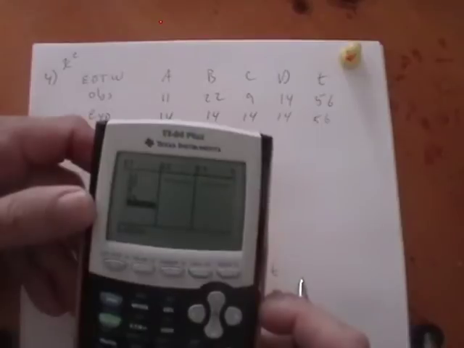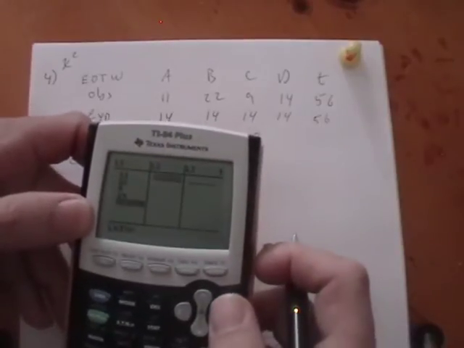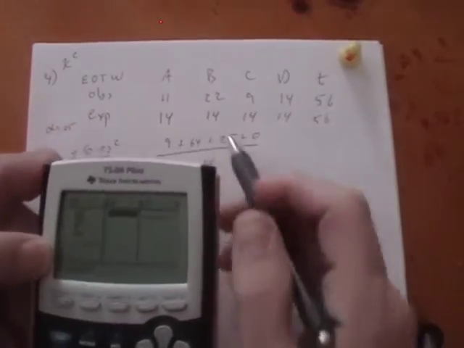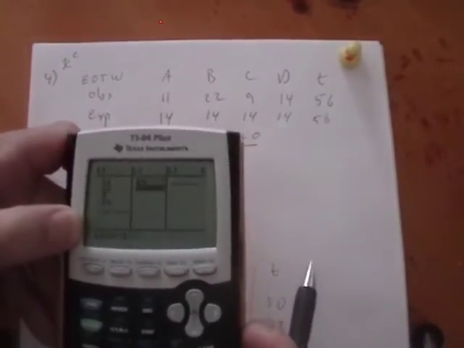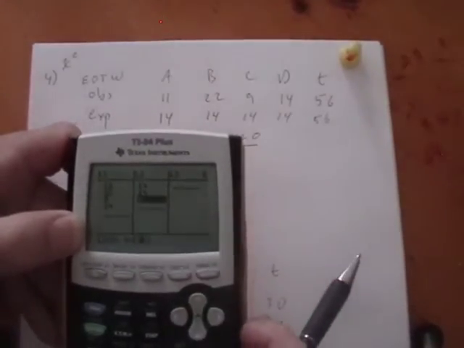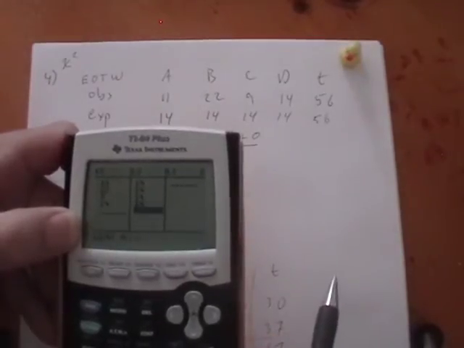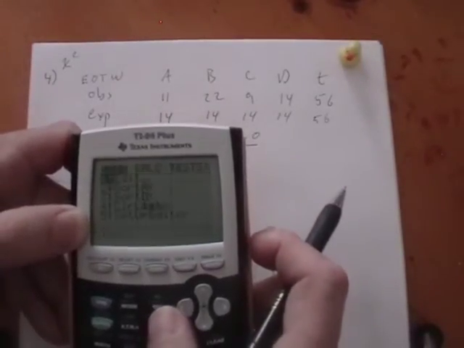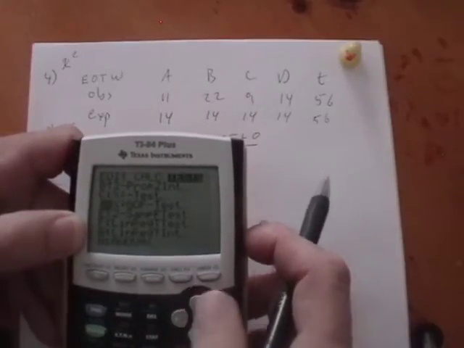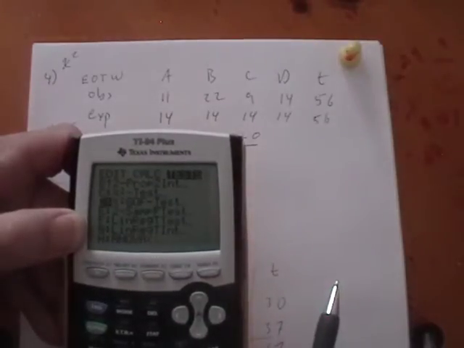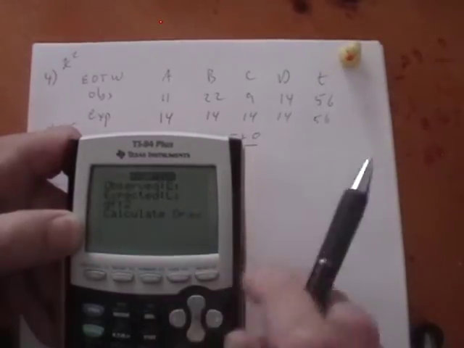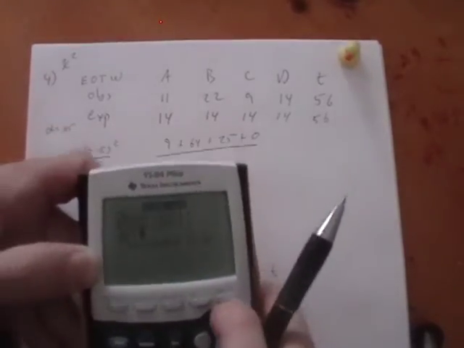On the calculator, you can still do it this way. I've already put in the 11, 22, 9, 14. I can put in expected 14, 14, 14, 14, and then it's a matter of stat, tests, and only if you have it, chi-squared GOF test. Observed is in list 1, expected in list 2, degree of freedom.